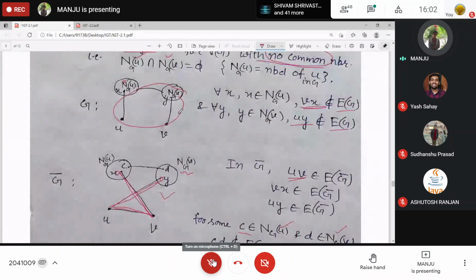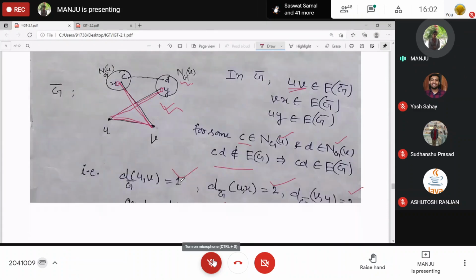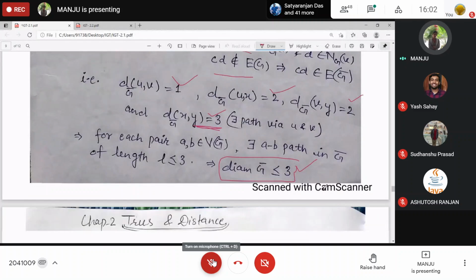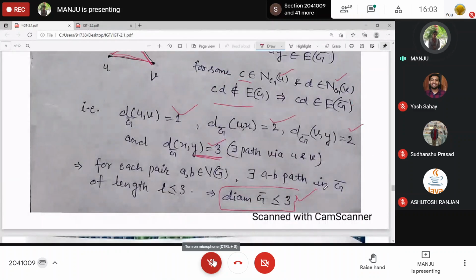If you understood these two figures, then you can easily write down whatever is happening. Whatever the neighborhood was, that will no longer be the neighborhood in G complement. U and V were not adjacent, they will be adjacent in its complement, and X and Y were adjacent in G but not adjacent in its complement. Some C and D points not adjacent in this one will be adjacent in that one. Now you can explore all the possibilities, and the distance will be at most 3, not more than that. And that is giving you the diameter. So that's the end of this theory part.